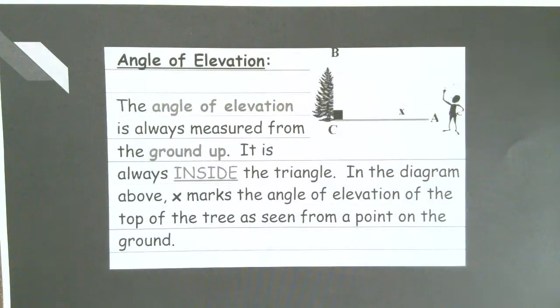Okay, so let's start with angle of elevation. Angle of elevation means that we are looking from down below up to something above us. As you look at this picture, we've got a person standing looking up at the top of a tree. The angle of elevation is that angle that goes from the horizontal line of sight, or the ground, all the way up to the tree. You can see in this picture that X is representing the angle of elevation.